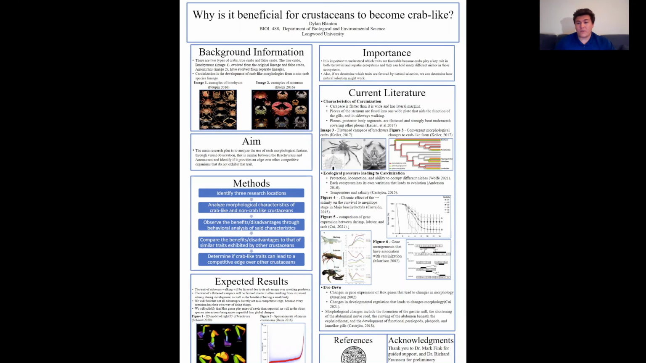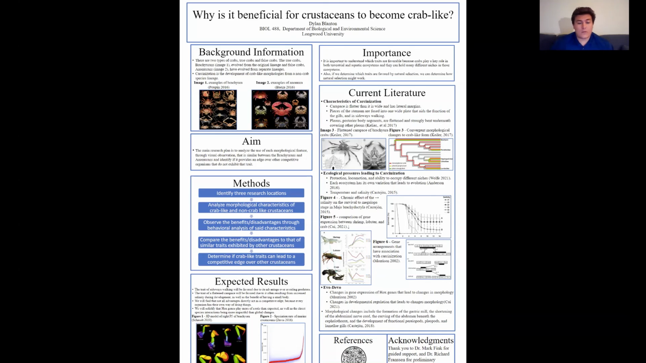Because if you go to 3 different areas, you can really understand more about what the true mechanism leading towards carcinization is. All right. So lastly, I think that we'll solidify that Hox genes play more of a role than expected, as well as the direct species interaction being more impactful than global changes. I think we'll find that Hox genes and how they are expressed is the leading factor towards these changes in morphology leading towards carcinization.